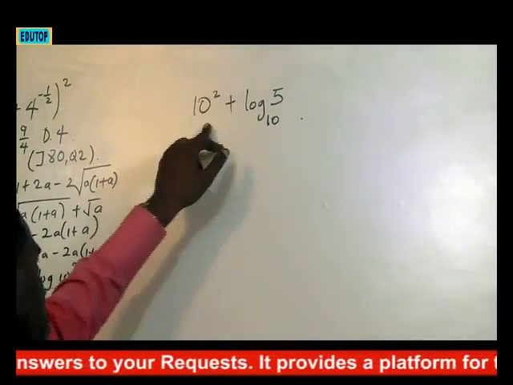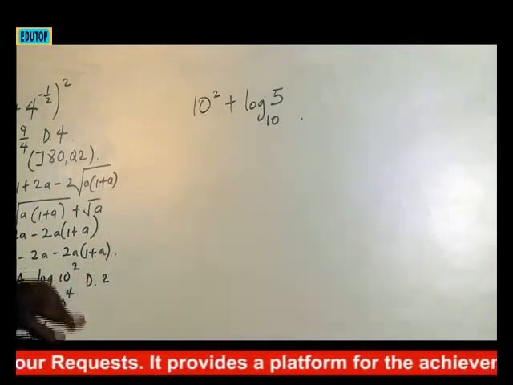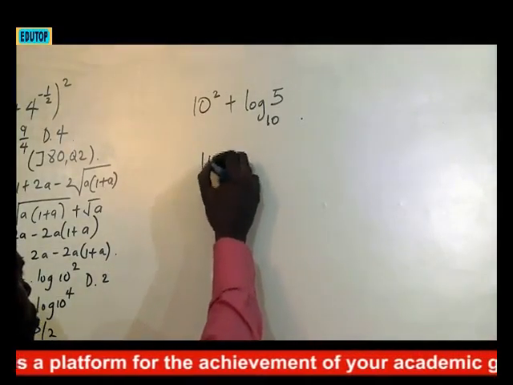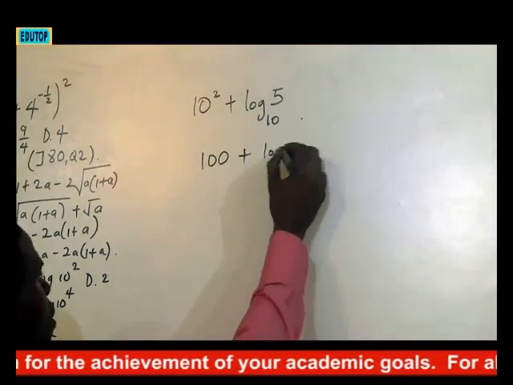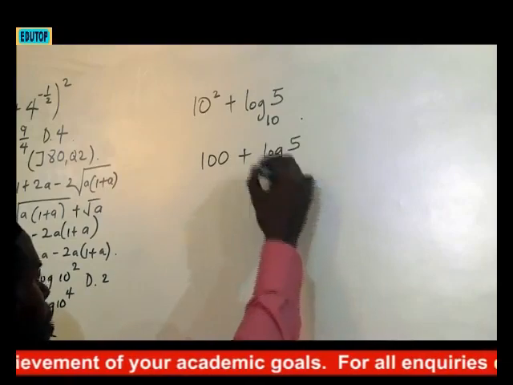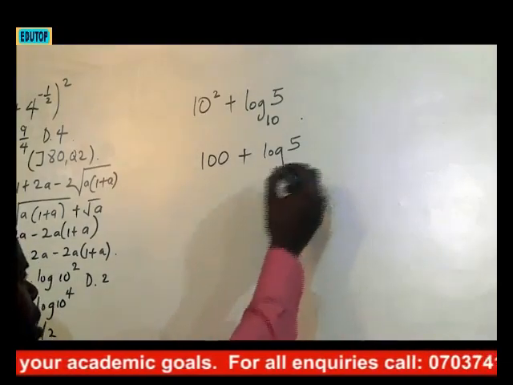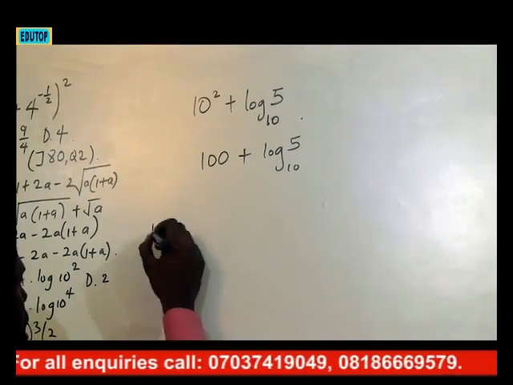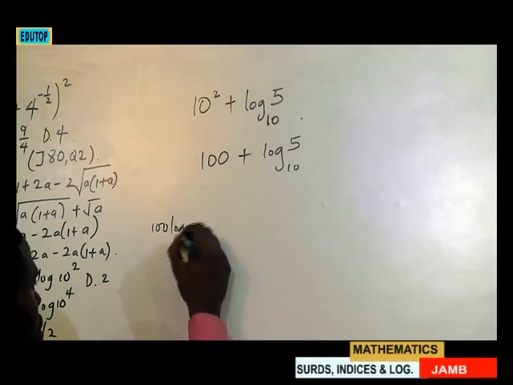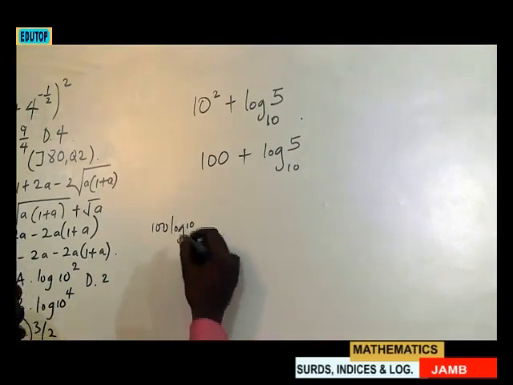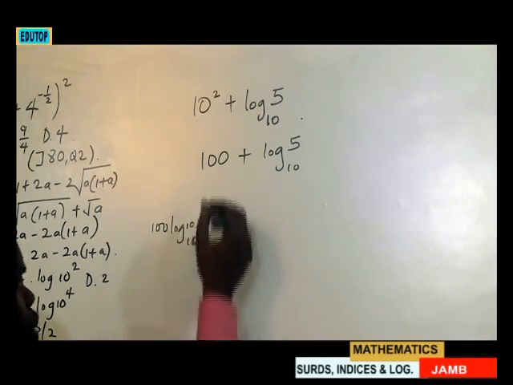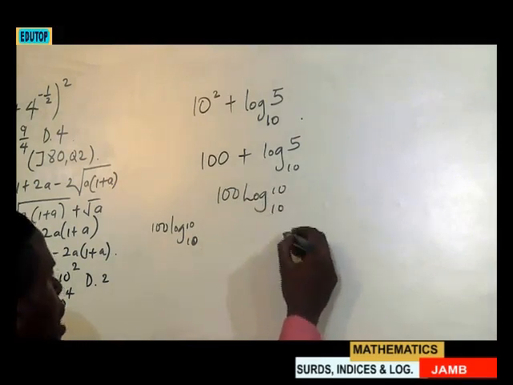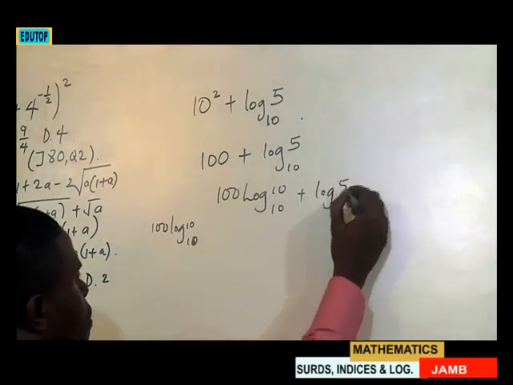We transform this to what? Log reading. So the first thing we do here is, what is this? So we have 10 squared, which is 100, plus log 5 base 10. Since we are operating with log to base 10, if I want to change this 100 to a logarithm, all I need to do is to say 100 log 10 base 10, because log 10 base 10 is 1. So 1 times 100 will definitely be 100. So this can be written as 100 log 10 base 10 plus log 5 base 10.